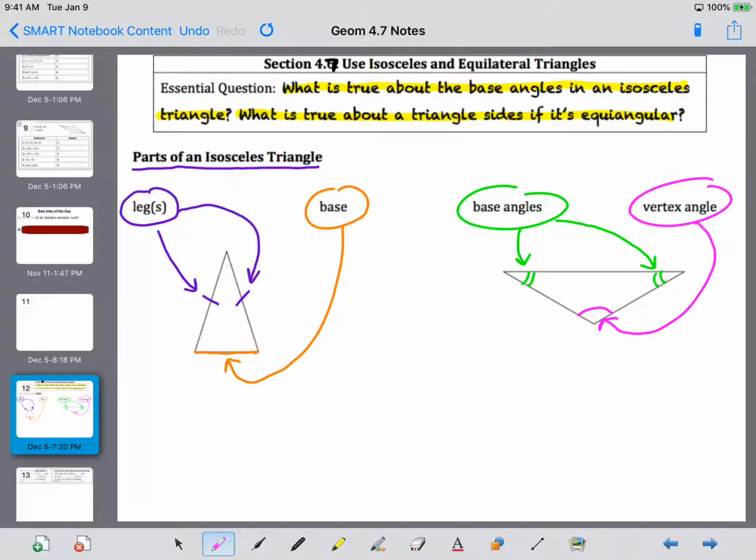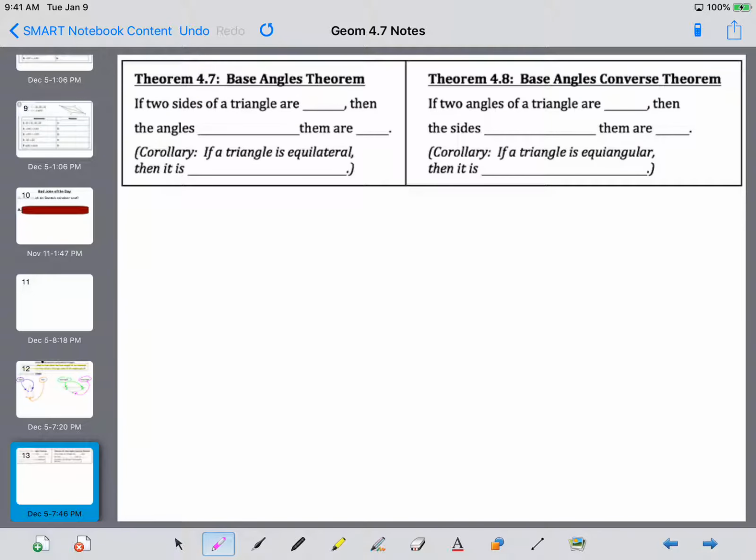So we've got a couple theorems about equilateral and equiangular triangles. The first is the base angles theorem. And that one just tells you if two sides of a triangle are congruent, so we're just going to draw a little congruent symbol there, then the angles opposite them are congruent. All right, so in addition to that, there's a corollary, which means like in addition, if a triangle is equilateral, then it is equiangular.